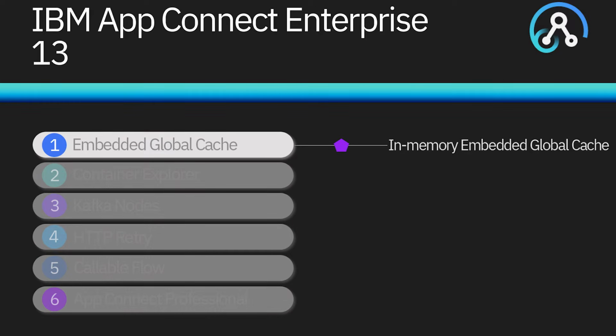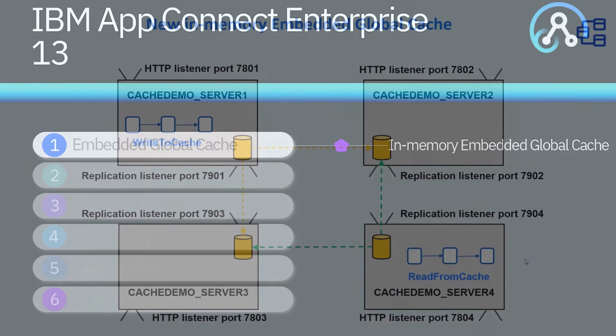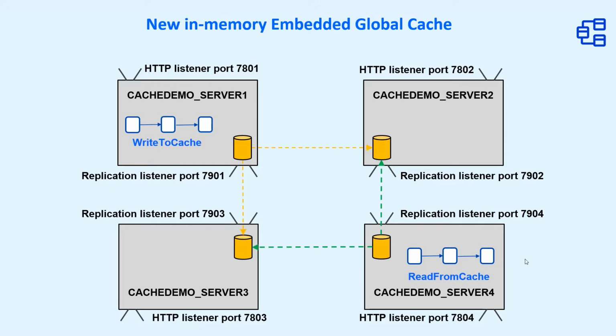This demonstration of the ACE in-memory embedded global cache involves 4 independent integration servers that are all running on the same local laptop machine. In server 1 we have a flow to write to the cache, and server 4 will have a flow to read from the cache. Cache replication is happening between the different servers. You can see the pairs of yellow lines and green lines to show that process.